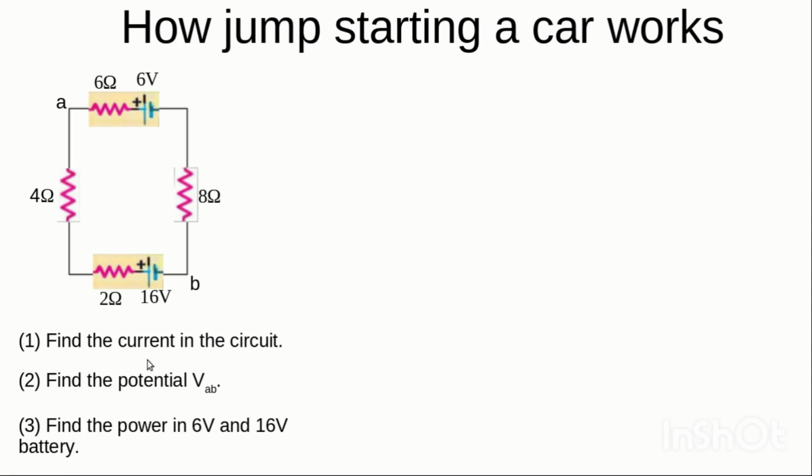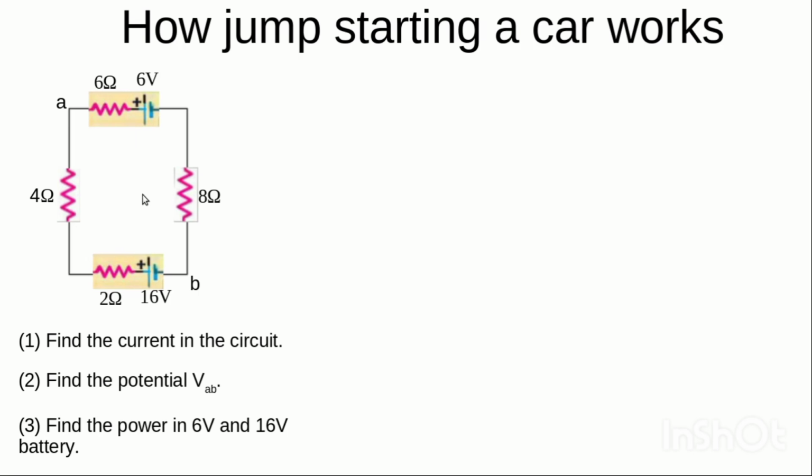Now to solve this problem, the first thing we must consider is the direction of the current that is flowing through the circuit. If we look at this particular voltage, it's smaller than this. So we assume that the current flowing through the circuit will go in this direction, from negative to positive, because this one will overpower this one. That's the first thing.